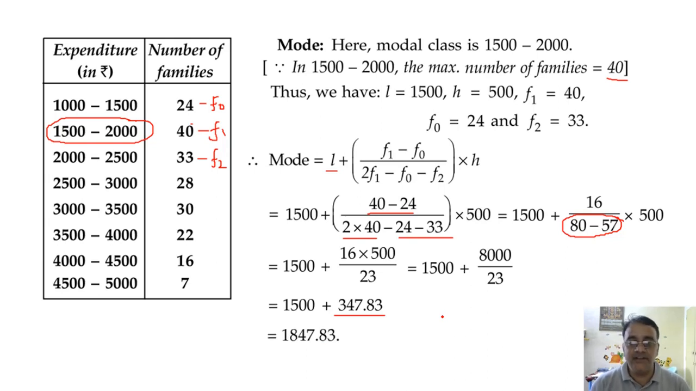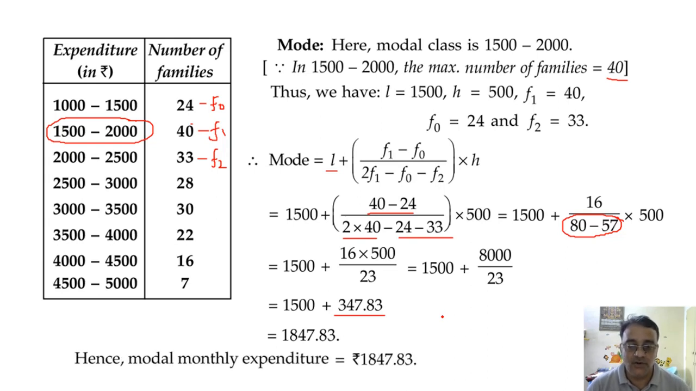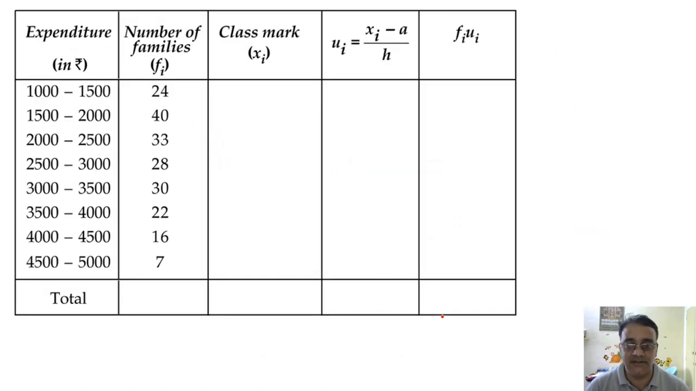Okay, any doubt in this part? Now we have to calculate the mean also. So we got the model monthly expenditure equal to rupees 1847.83. Now for the mean I would like to go for the step deviation method because the numbers are big here and the class size of all the classes is the same. So first class mark 1250. Now keep adding 50.